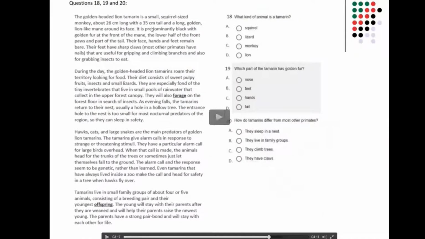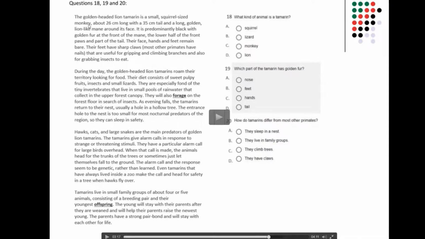Another type of question, the same thing here. You're going to get maybe 5 or 6 questions here. What kind of animal is a tamarin? Is it a squirrel, a lizard, a monkey, or a lion? So you need to find the word. What's the main word here, Muhammad? The main word is tamarin. Yeah, this is a kind of animal. I don't know what kind of animal it is actually, but you need to figure it out from the text. Find the word tamarin here.